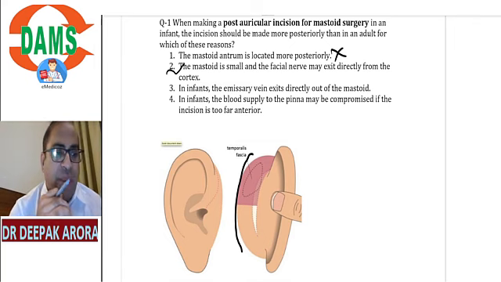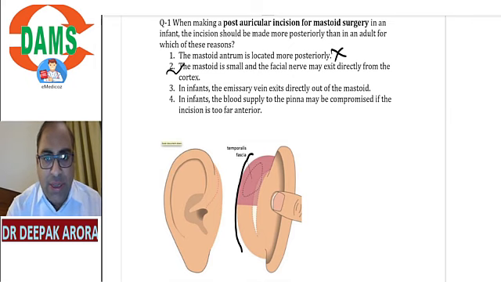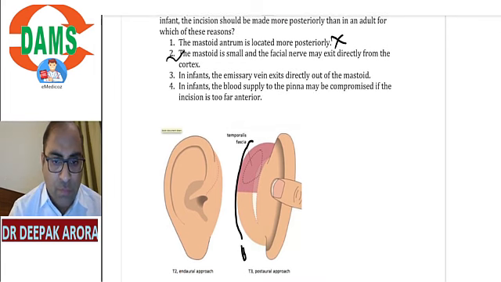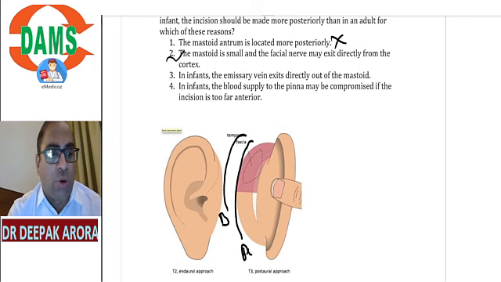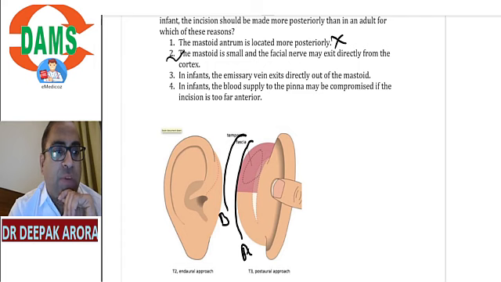Let us use these 20 MCQs, 80 options to learn the clinical anatomy of the external ear, middle ear, and all the inner ear basic concepts. Mastoid process is absent. Therefore, we will extend our incision like I'm showing in this slide. Incision A, incision B. Which incision will be preferred in a newborn? Incision B will be preferred in a newborn because the tip of the mastoid is absent.